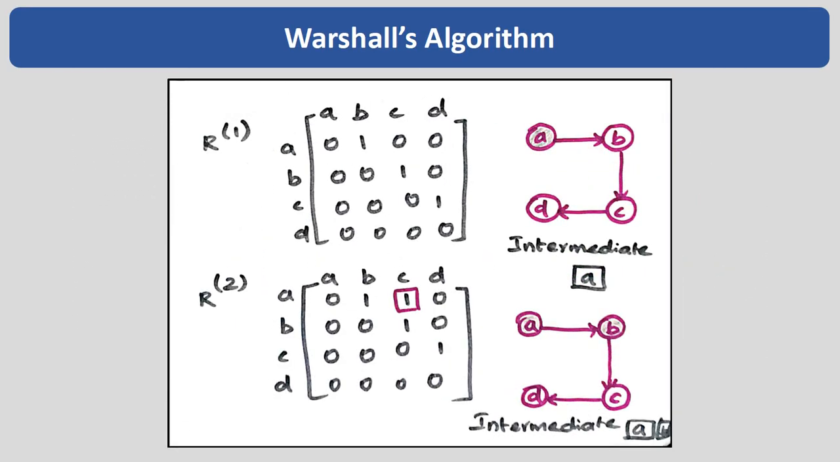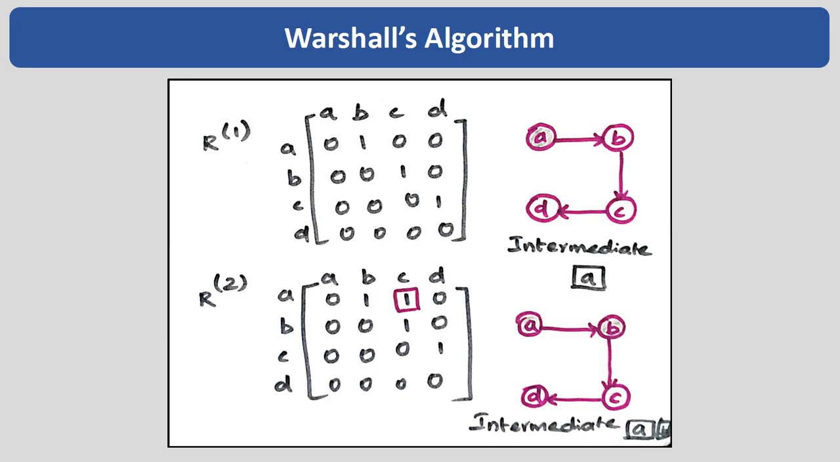Okay, now let us start constructing the first matrix R1 from R0. So here the intermediate will be A. That means if any edge is passing through A, then we can change it as 1. But if you observe the diagram, there is no connection between D to A. In case there is a connection between D to A, then I can say D to B will be changed as 1. Because what is the meaning of intermediate?